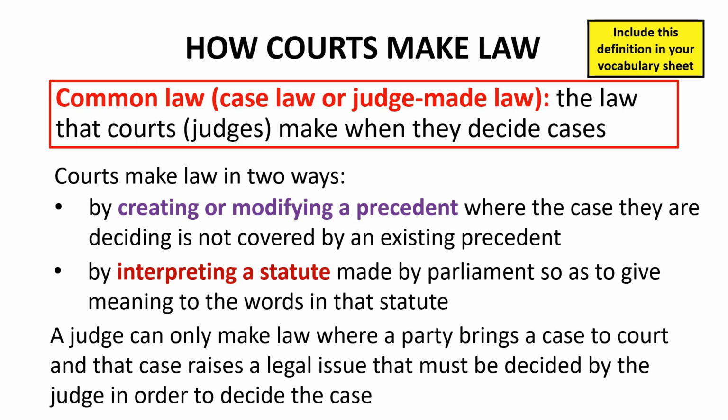Before a judge can make law, there must be a case brought by a party to the court, and that case must raise a legal issue that needs to be decided by the judge to decide the case. It's only then that the judge can make law by deciding that legal issue. In contrast, Parliament can make a law at any time. It doesn't require a case to be brought before it.